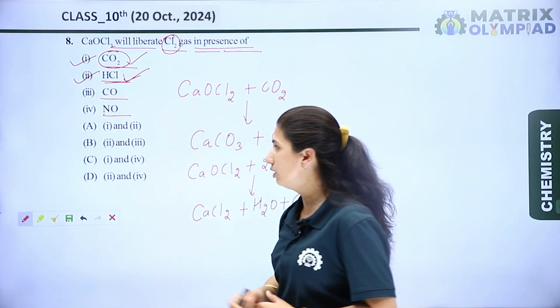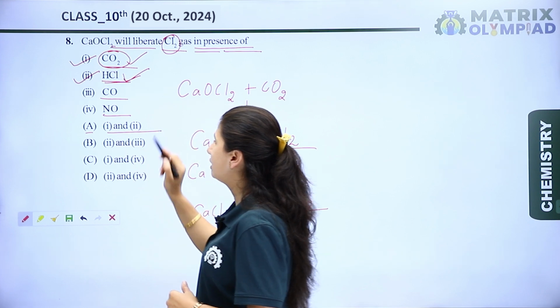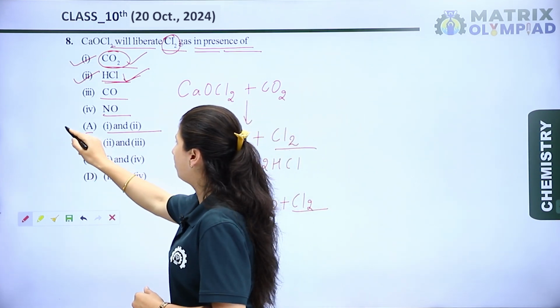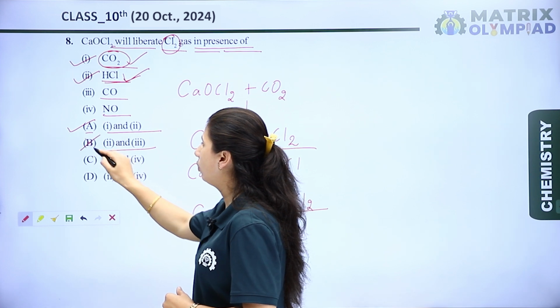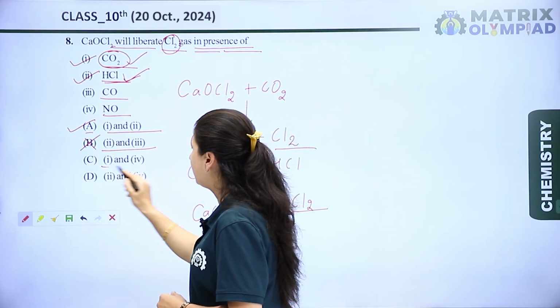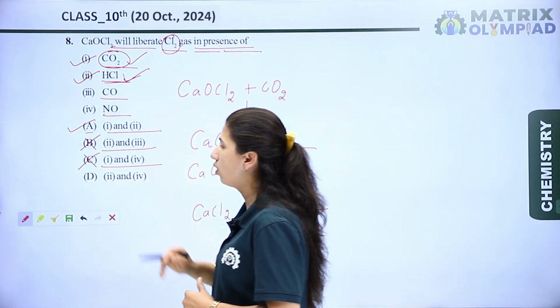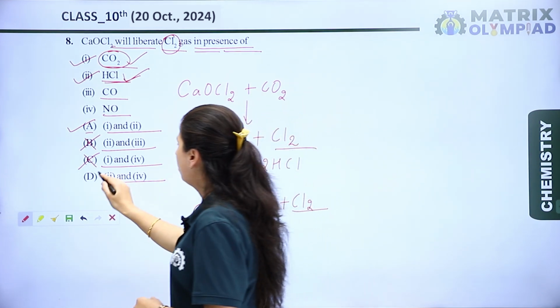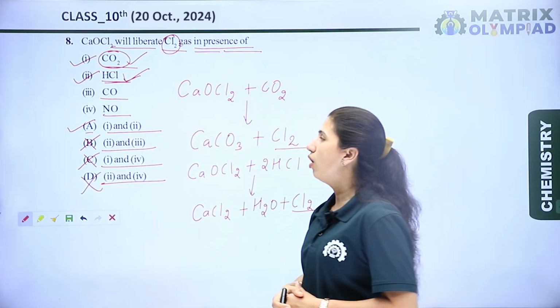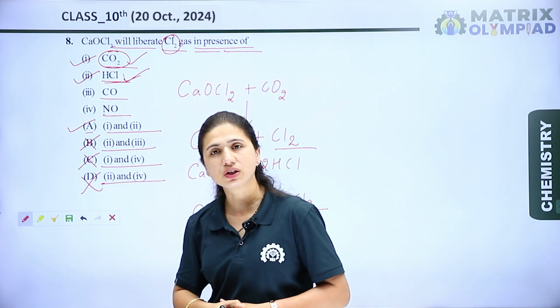Now let's see the options. Option A is first and second, which is the right option. Option B, second and third, is a wrong option. Next, C is first and fourth, which is also a wrong option. And last is the second and fourth. So according to the reactions, option A is the right option for this question.